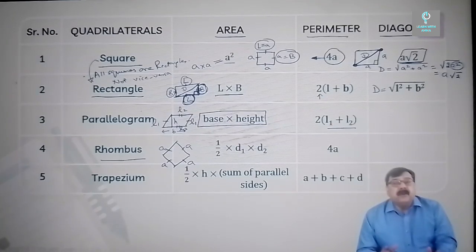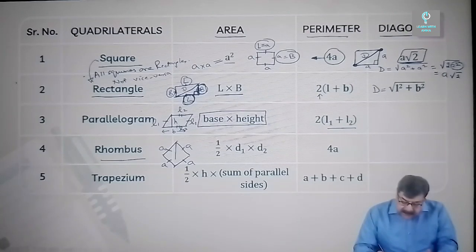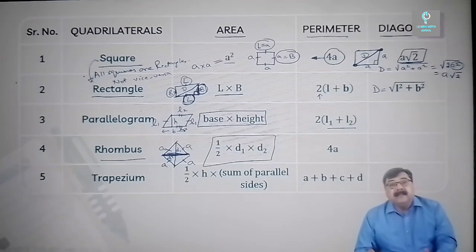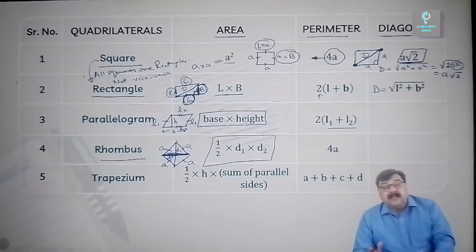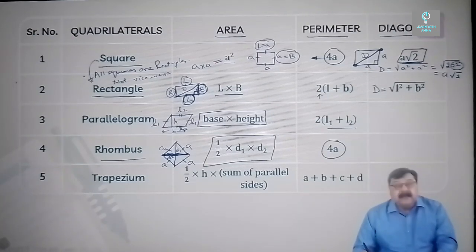Because of the basic property of a rhombus that all 4 sides are equal. Now these are diagonals. This shall be diagonal D1, this shall be diagonal D2, the horizontal one. So area is easily found out by multiplying these 2 diagonals and taking half of their measures. That is half into D1 into D2. Once again, the perimeter is 4A, that is adding up all the 4 sides.